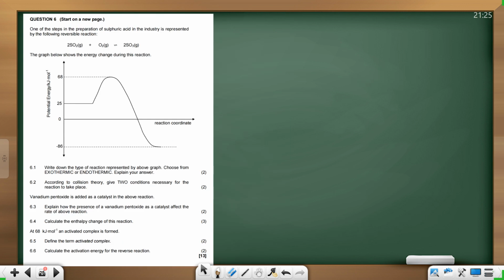What about this question? Guys, one of the steps in the preparation of sulfuric acid in the industry is that. Is this endo or exo? No, the graph paper is for another question. We're just going to answer this. I'm not going to write except when necessary. Exo or endo? Explain your answer. What is the answer here?